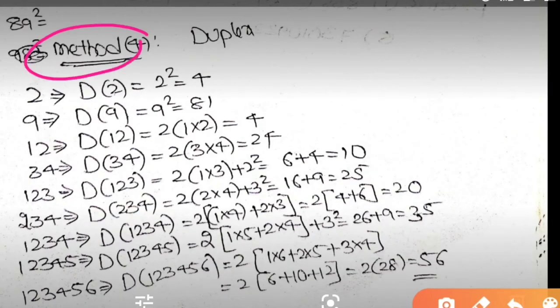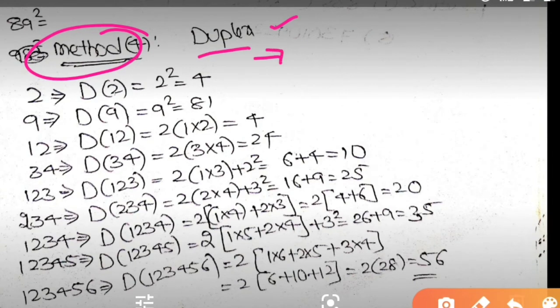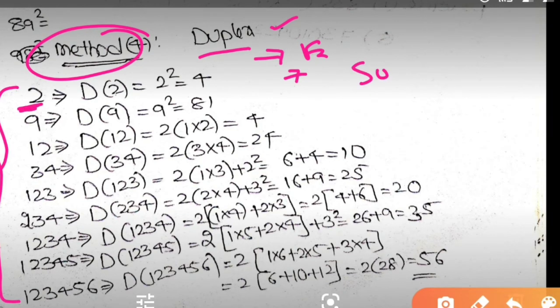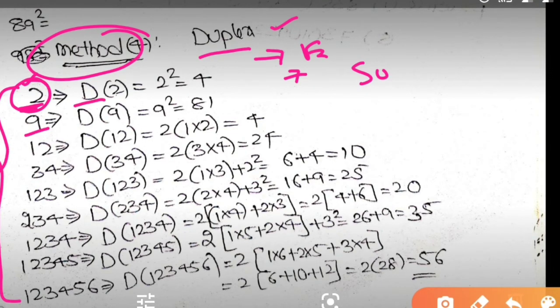The fourth method is a very wonderful method, the duplex method. I think it is very easy and very useful, and before understanding this method you have to understand this concept, so please watch very carefully. In order to find the single digit duplex, if you want to find the duplex of 2, D2 is nothing but we just square that number: 2 square is equal to 4.